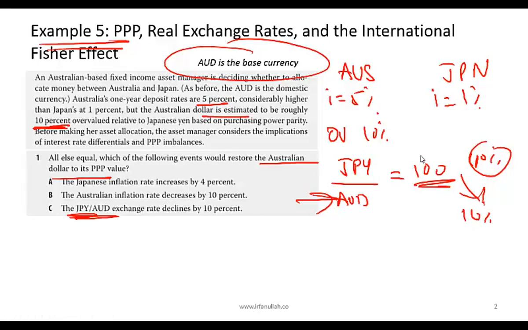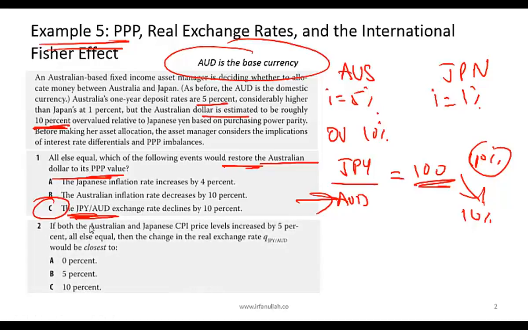If the number does come down by 10%, then we can say that we have equilibrium. Restore Australian dollar to its PPP value. That means that it comes to equilibrium as defined by purchasing power parity. So the best answer is C.